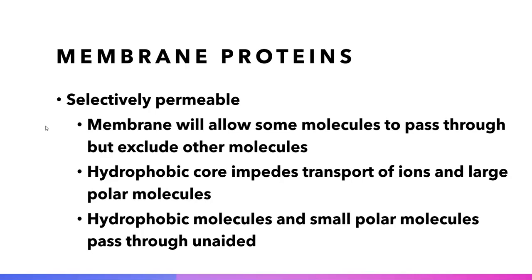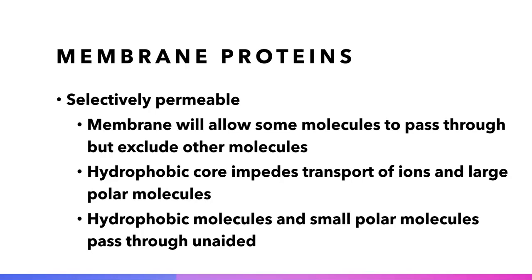Now, our membranes are what we call selectively permeable. They're very selective as far as what can cross over the membrane on their own. So some molecules can pass on their own, but others tend to be excluded, and that has to do with the construction of the membrane. So if you remember, we said there's a hydrophobic core in the middle of our bilayer due to those fatty acid tails of our phospholipid molecules. So anything that is hydrophilic is going to have a hard time passing through that hydrophobic core.